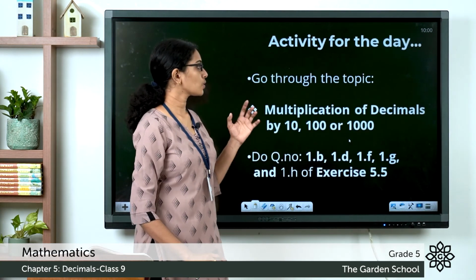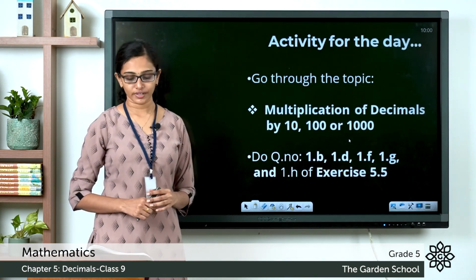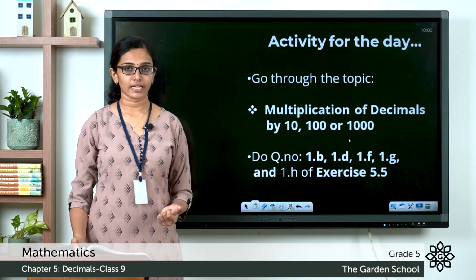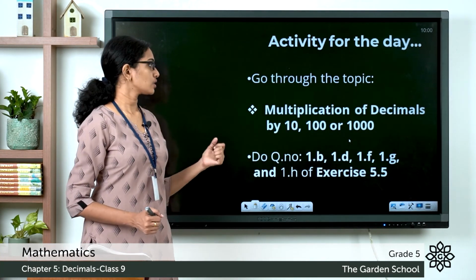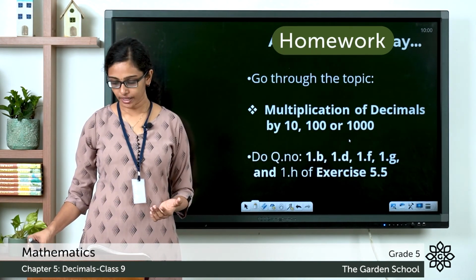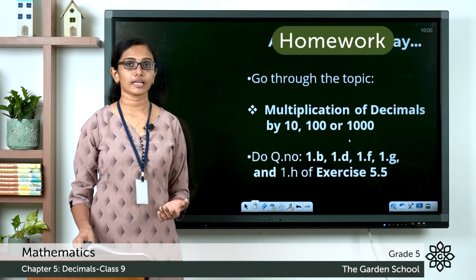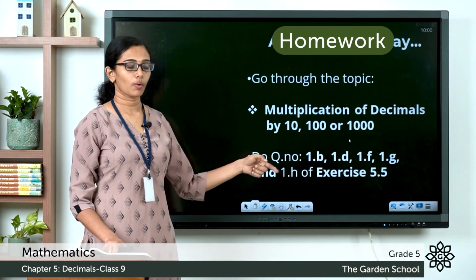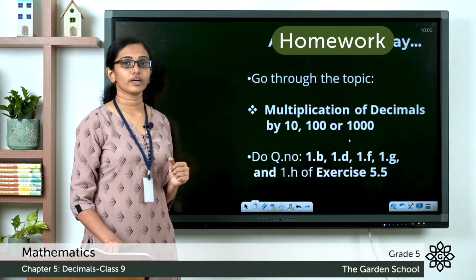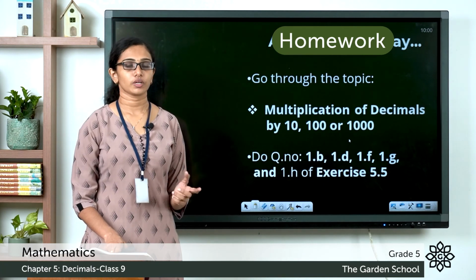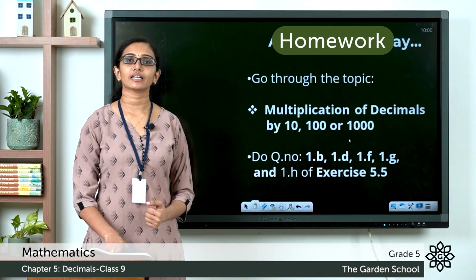Now children, you can go through the topic multiplication of decimals by 10, 100 or 1000 in page number 90 of your textbook. Then go through the topic once again and you have to move on to exercise 5.5 in page number 92. You have to complete the questions 1B, 1D, 1F, 1G, 1H of exercise 5.5. So once you complete them, you can take a picture and send us through Teams.